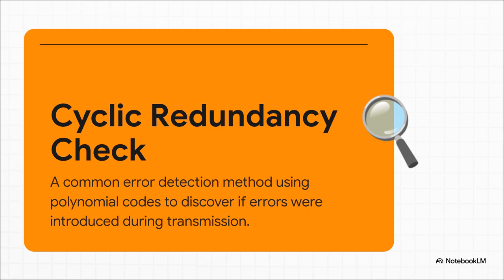Think of it like this. Before the frame is sent, the post office does a quick calculation and creates a unique digital fingerprint for it. When the frame arrives, the person receiving it does the exact same calculation. If the fingerprints don't match, they know the data got corrupted along the way and they can ask for a new copy. It's pretty brilliant.